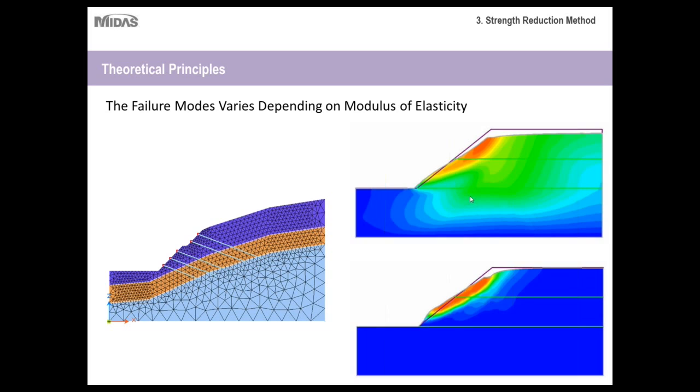So the great thing about the strength reduction method is that you not only get your factor of safety, but you also get certain deformations and strains, which could be useful for you if you have other variables to take into account other than just the factor of safety.